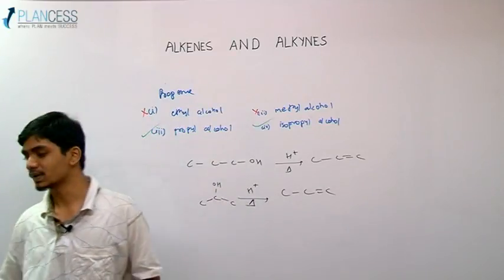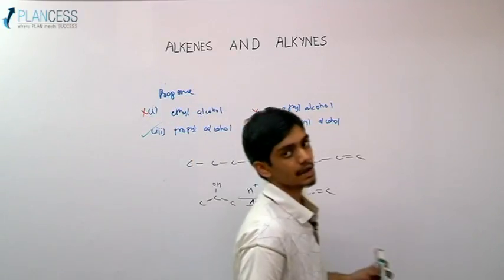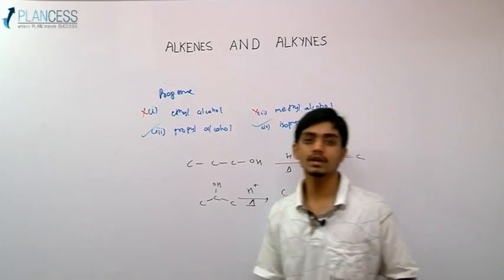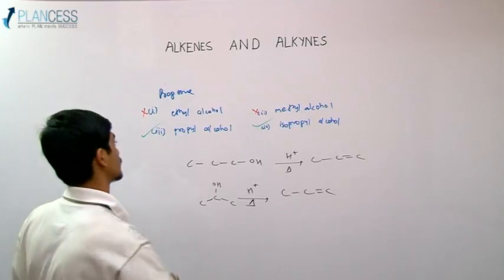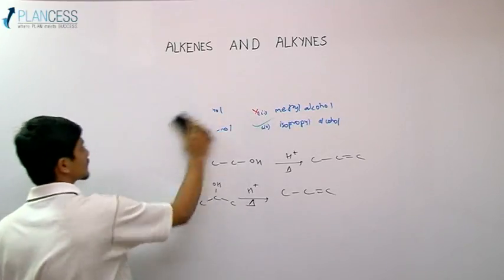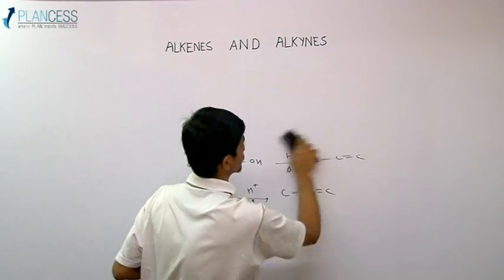If you are using the other 2 methods, the hydroboration oxidation and oxymercuration demercuration, then you have got no problem, because we can control the whole reaction. We can decide the reactant according to the product.